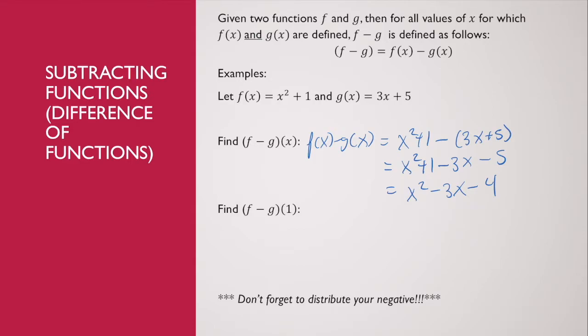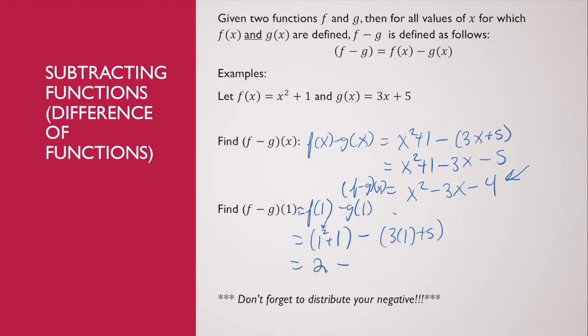And in order to find f minus g of 1, I'm going to take f of 1 minus g of 1. Or I could have substituted 1 into the function that we found for f minus g of x. I'm not going to do that in this case, but that is another way you could solve this problem. So this would give me 1 squared plus 1 minus 3 times 1 plus 5. So 1 squared is 1 plus 1 is 2, minus 3 times 1 is 3 plus 5 is 8. 2 minus 8 is negative 6.